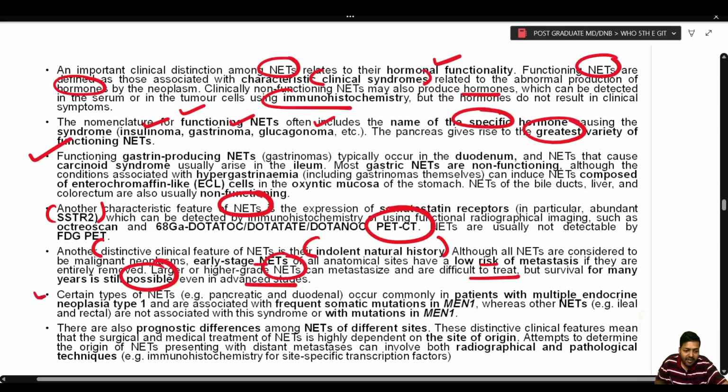Certain types of NETs, for example pancreatic and duodenal NETs, occur commonly in patients with a syndrome like multiple endocrine neoplasia type 1 and are associated with frequent somatic mutations in MEN1, whereas other NETs, for example ileal and rectal, are not associated with this syndrome or any mutation in MEN1. So certain types of NETs show mutations or occur as a part of a syndrome. Now there are also prognostic differences among NETs of the different sites. These distinctive clinical features mean that the surgical and the medical treatment of NETs is highly dependent on the site of origin. Attempts to determine the origin of NETs presenting with distant metastasis can involve both radiographic and pathological techniques.